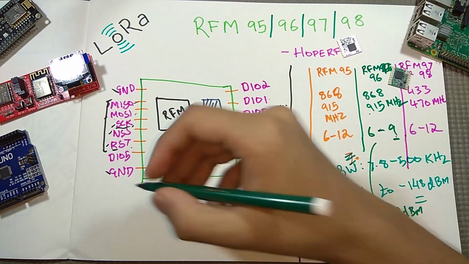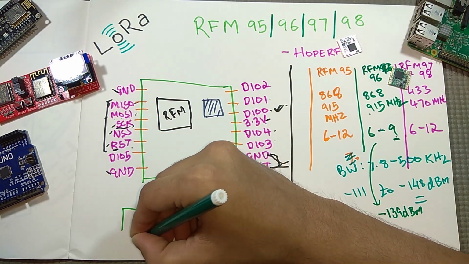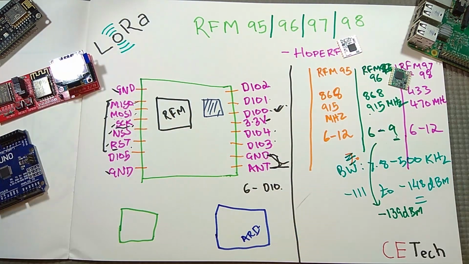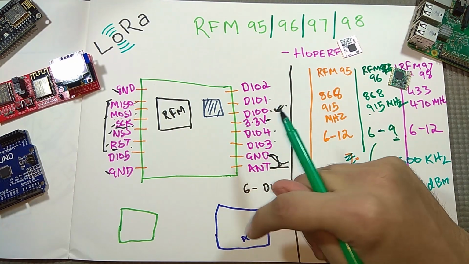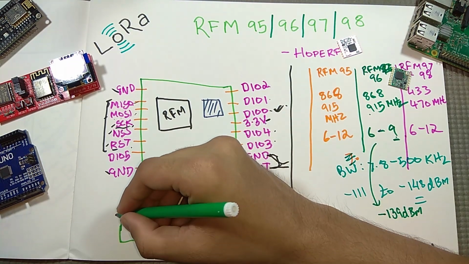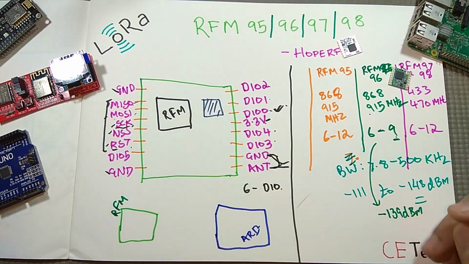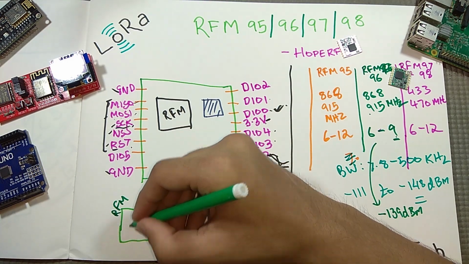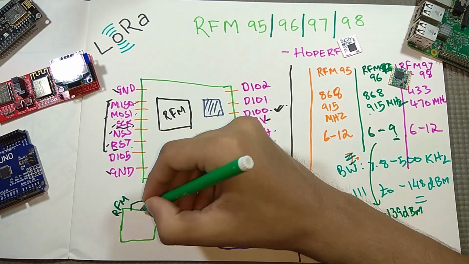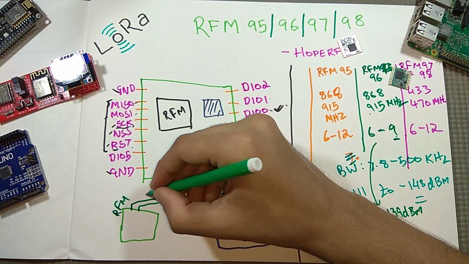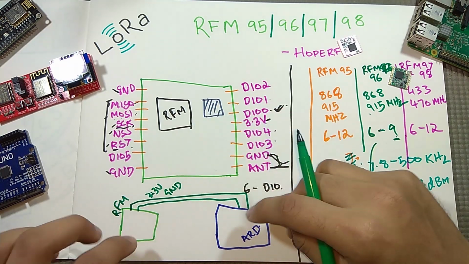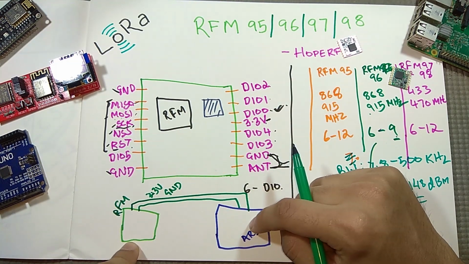So taking a case where you have the RFM95 module and you have an Arduino. Don't hit the dislike button because of my bad drawing, please. And there we have the RFM module. So now we need to connect these. Firstly, we will connect the power lines. Like this and like this, we have the 3.3 volt pin and the ground pin. Both are connected for the power only.